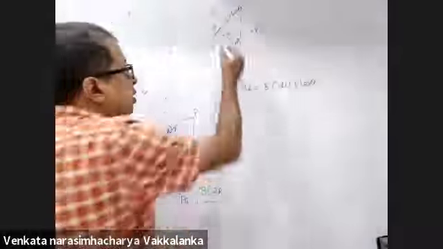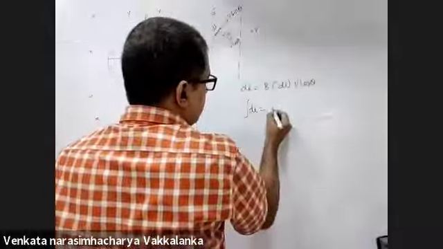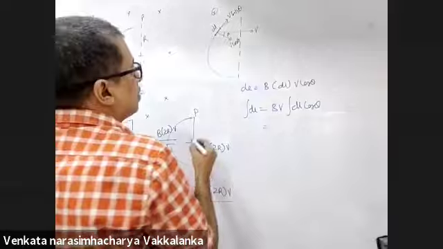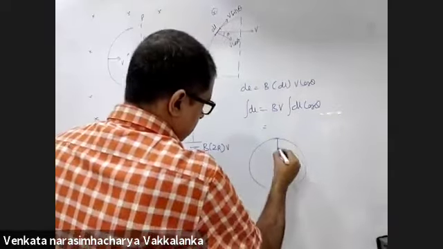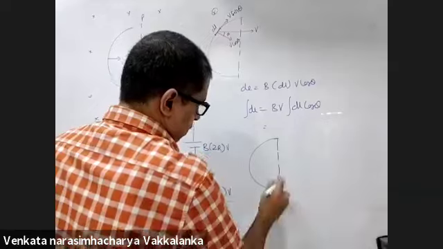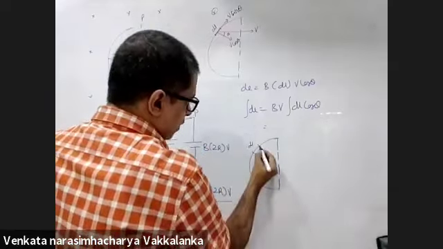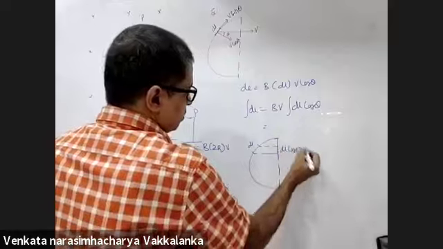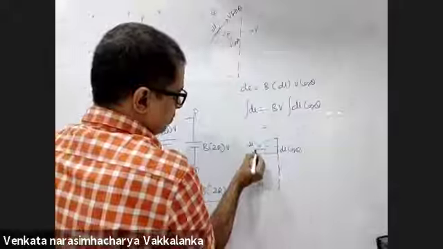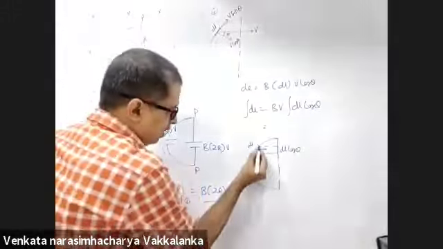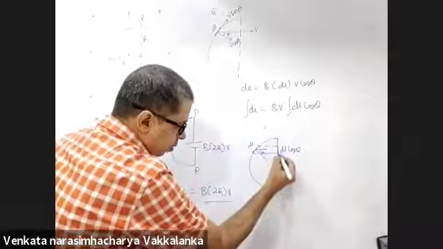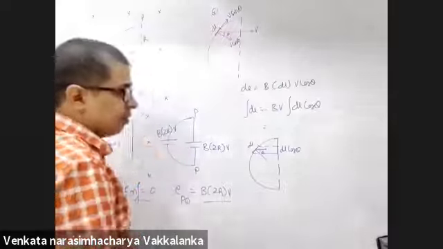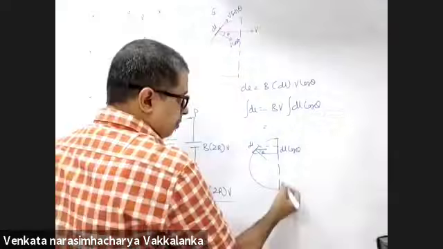Yes, sir. Now the summation of this dE will be B V integral dl cos theta. If this is dl, can I consider this to be dl cos theta? This is theta. If this is dl, this will be dl cos theta. Yes or no? Yes. Integral dl cos theta, will it be 2r?